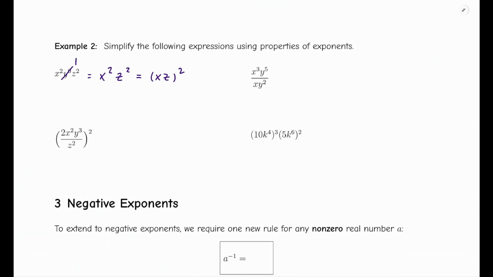Next, x cubed y to the 5th over xy squared. Well, the x's have the same base and the y's have the same base, so I can use my same base laws. And when you're dividing same bases, you subtract exponents. So this becomes x to the 3 minus 1 times y to the 5 minus 2, which is x squared y cubed.